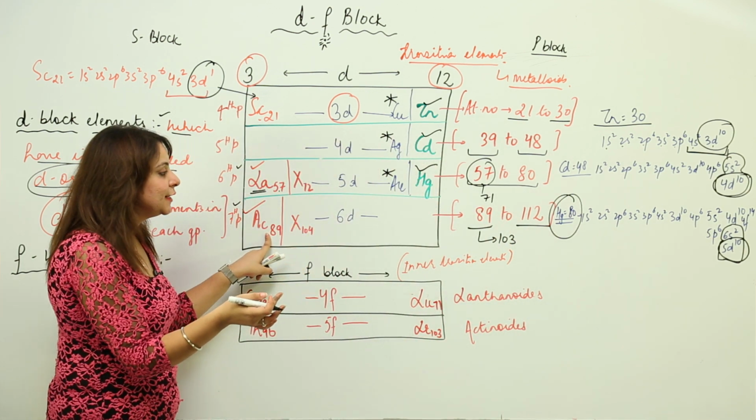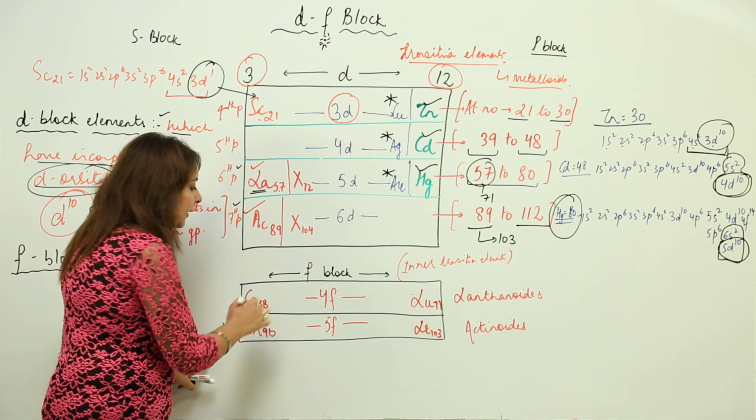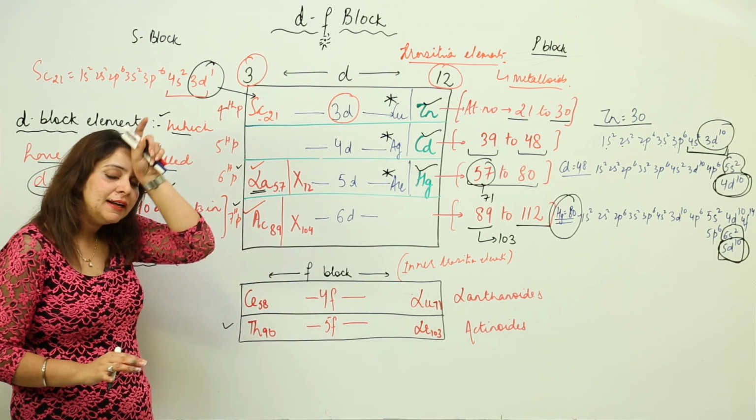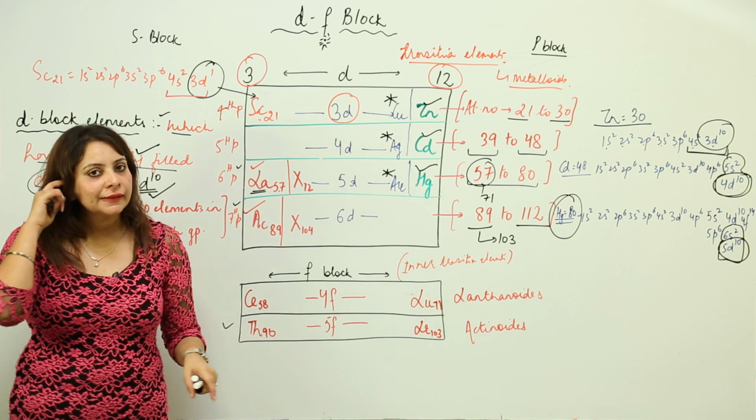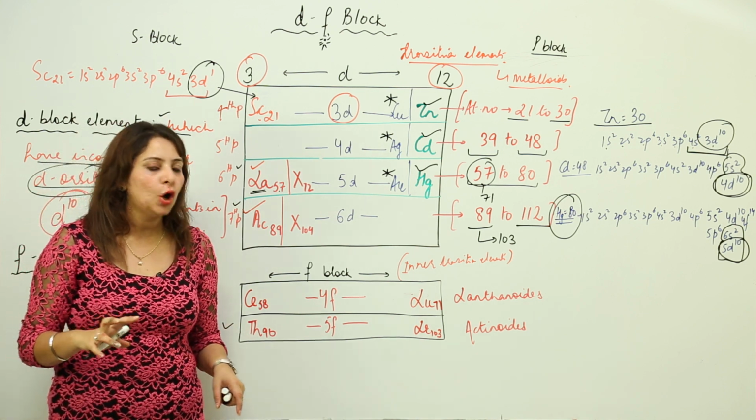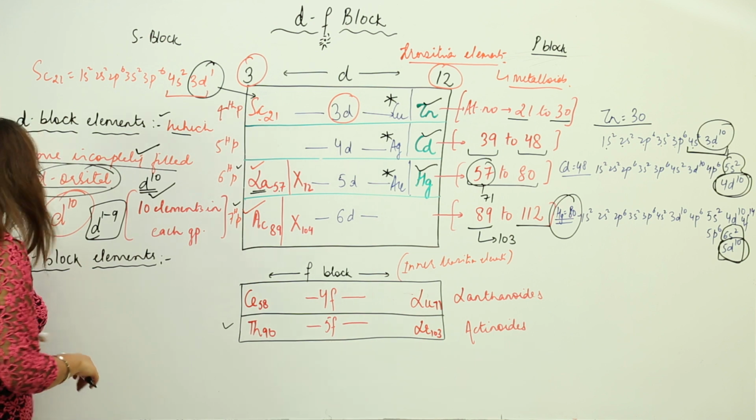After that, from 90 to 103, they are placed in a separate series. They are regarded as inner transition elements. So I think it's clear what the basic introduction for the D block is. Now coming to the F block.